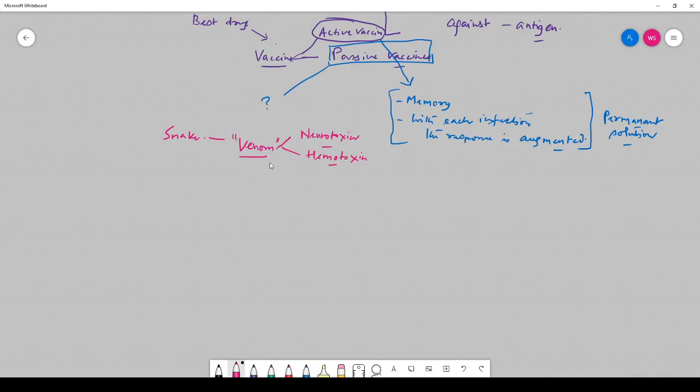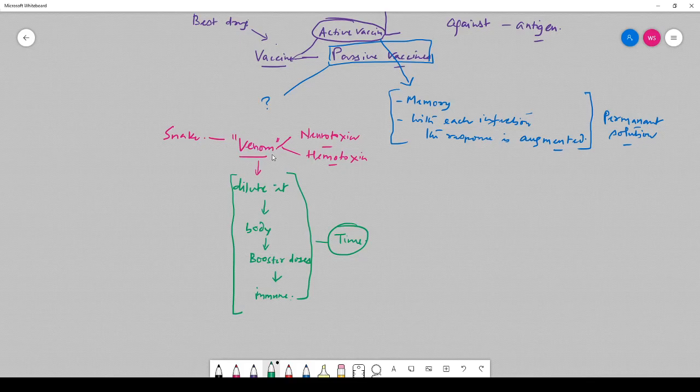Now, in this scenario, if you want to give an active vaccine, what would you do? You would take this venom, dilute it, and then administer it to your own body, and then wait for weeks and give booster doses, and you would become immune. But this takes time. This is a very slow process. If you are bitten by a venomous snake, you don't have this time. If you try to do this, you would be dead.